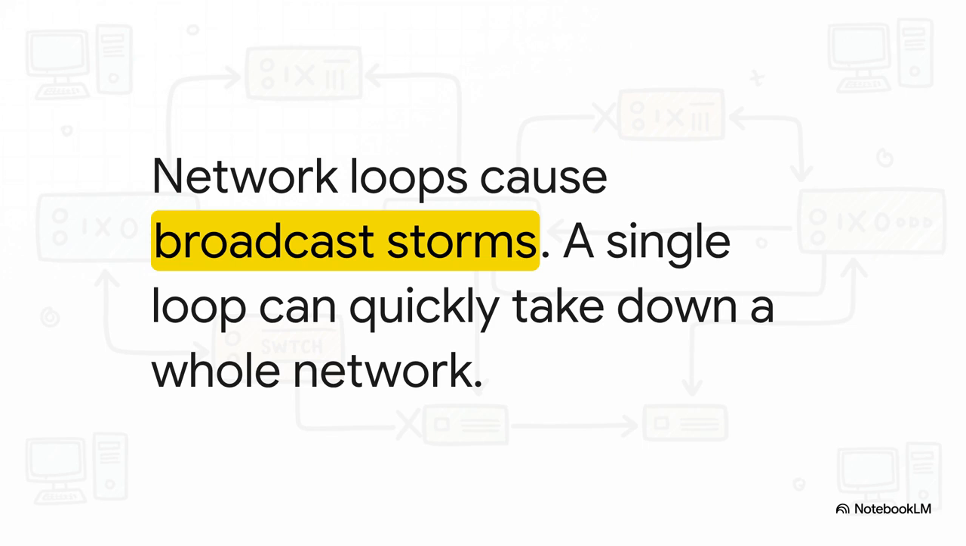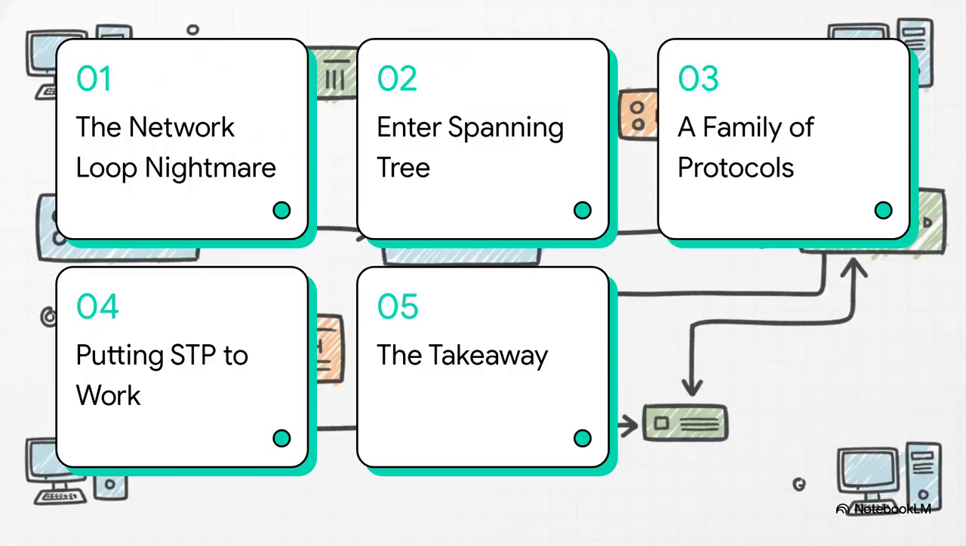So, how do we get the redundancy we need without the risk? Here's our game plan for this explainer. First, we're going to stare right into that network loop nightmare. Then we'll introduce the hero of our story, Spanning Tree Protocol. After that, we'll meet its bigger, faster family members, show you how to actually put it to work, and wrap it all up with the one big takeaway for building a truly resilient network.